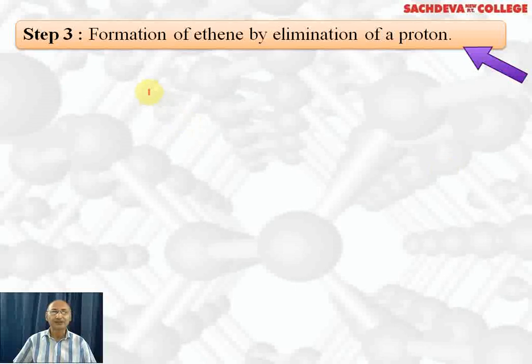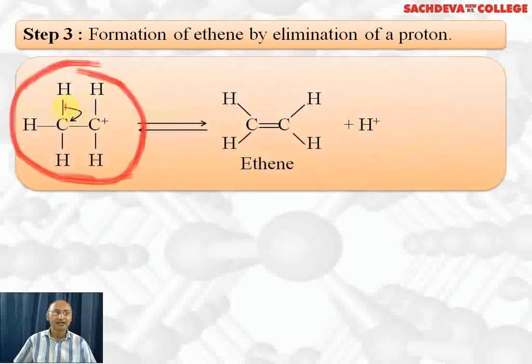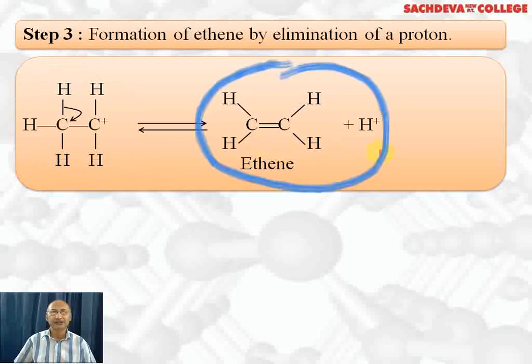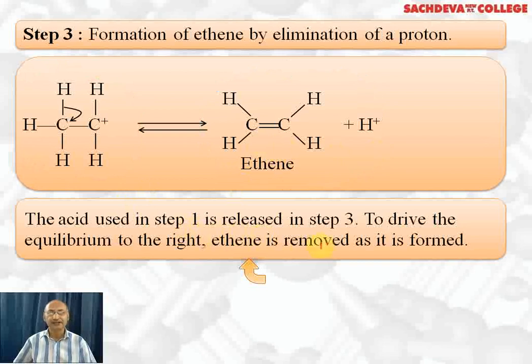Third step is formation of ethene by elimination of proton. From ethyl carbocation, this H+ ion will go away and the pair of electrons will be given for double bond formation. We get ethene plus H+ ion is removed. Acid used in step 1 is released in step 3. So to drive the equilibrium towards the right, ethene is removed as soon as it is formed because otherwise it may get protonated and form alcohol back.